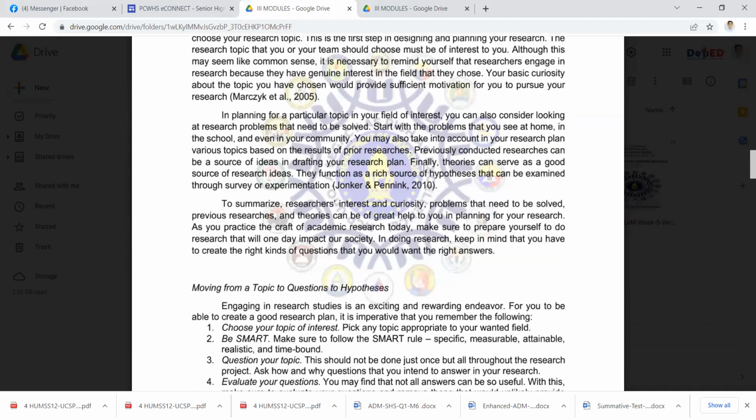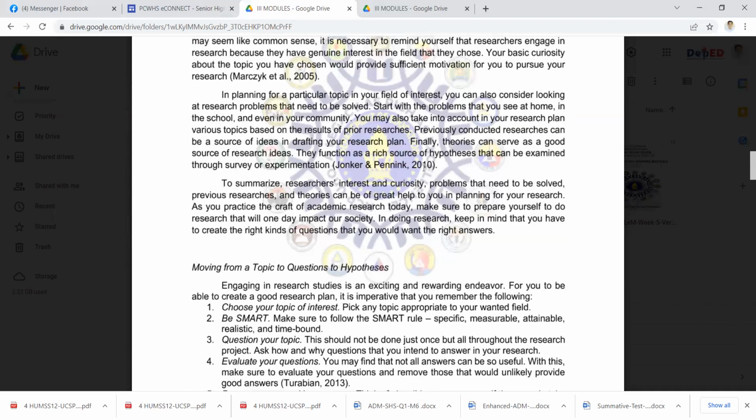Okay, moving on. From a topic to a question to a hypothesis. That's the formula. When you try to plan, when you try to brainstorm a certain topic, this is the formula: from topic to question to hypothesis. That's the secret. Cycle lang yan. Engaging in research studies is an exciting and rewarding endeavor. For you to be able to create a good research plan, of course, choose your topic first. Choose your topic of interest. Pick any topic appropriate to your field or your specialization.